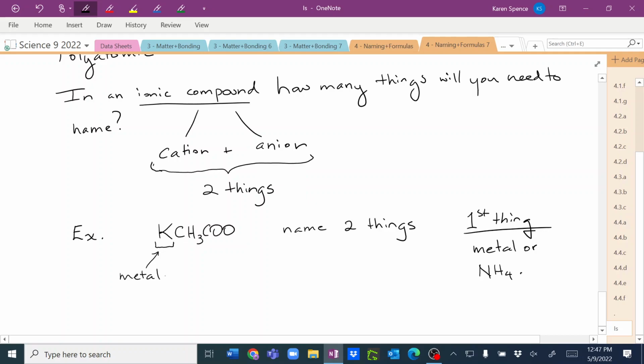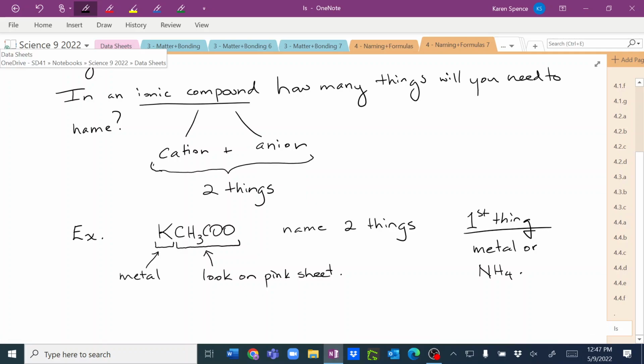That means that all the rest of this nonsense that looks like a whole bunch of things is going to be our second thing. So you're not going to be saying, oh, it's potassium, carbon, hydrogen, carbon, oxygen. That would be naming like 5 different things. You only want to name 1 thing. Where will you look for this thing here? Look on the pink sheet. So we're going to look on our pink sheet for CH3COO.